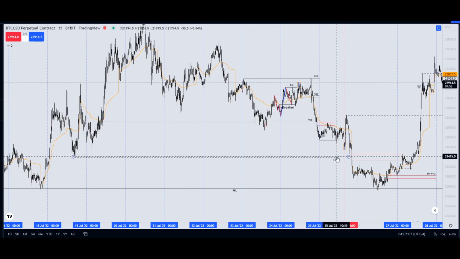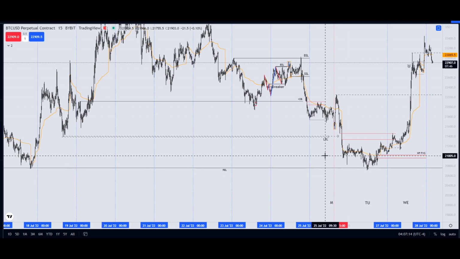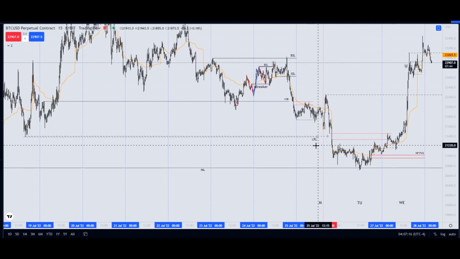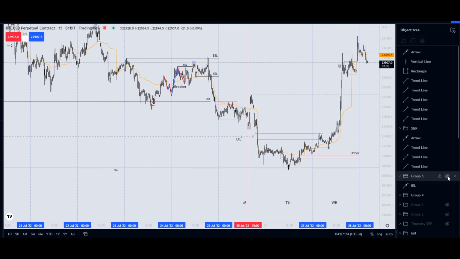And I gave lower targets for this area here. So this was relative equal lows, but this was also internal range liquidity. So if you go back to that video, you'll hear I talked about these lower targets as potential areas we're going to trade into going into the week. But let's move that off the chart.